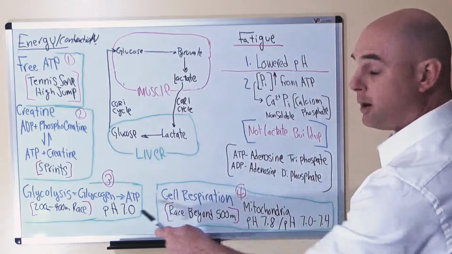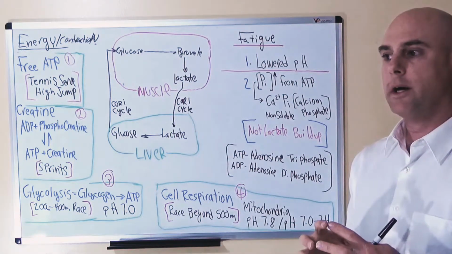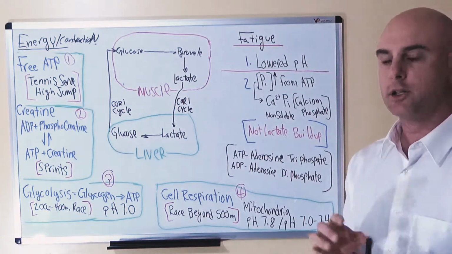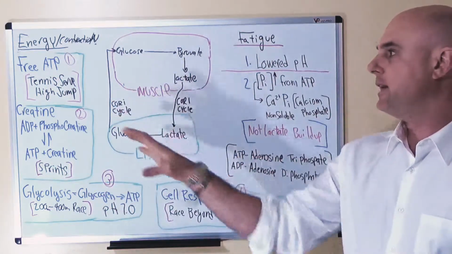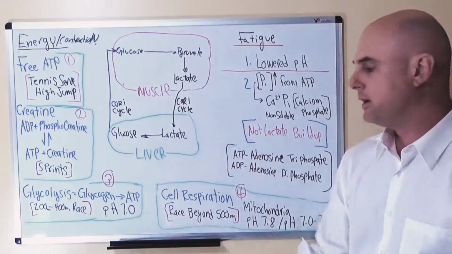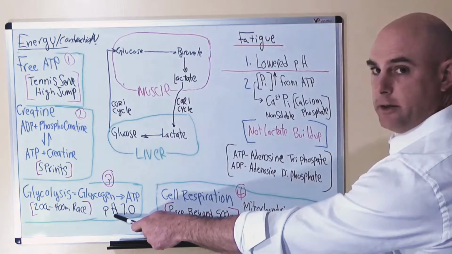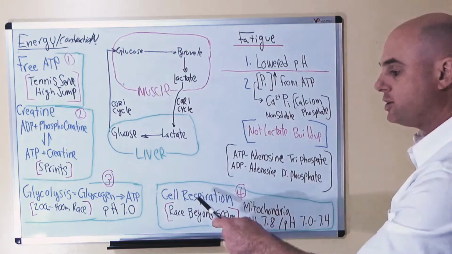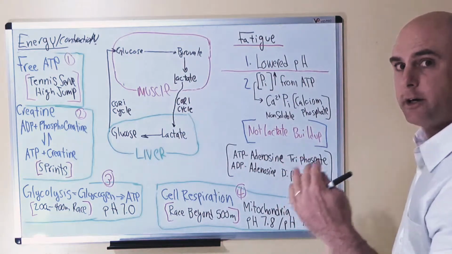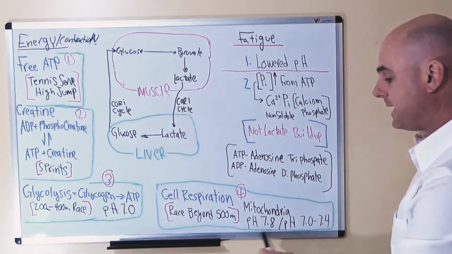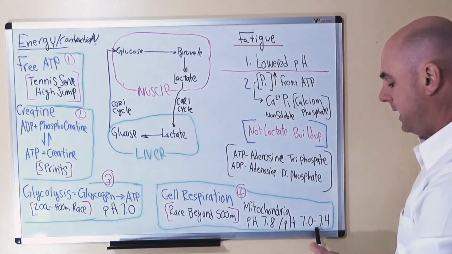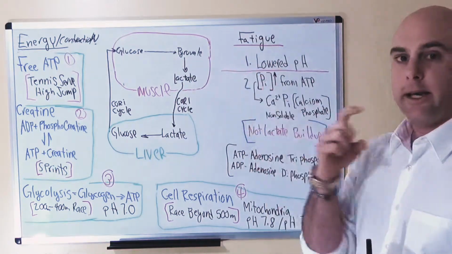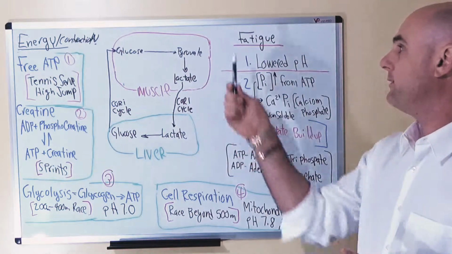Now, pH is critical for enzymatic function. So enzymes need a very tight pH for them to function correctly, and it's the enzymes that are behind all of these processes. So as you can see here, the pH of the skeletal muscle is 7.0, but inside the mitochondria, where we generate the lion's share of ATP and energy, the pH is actually 7.8 in one compartment and up to 7.4 in the other. So keeping the acidic buildup in check is critical to prevent fatigue.